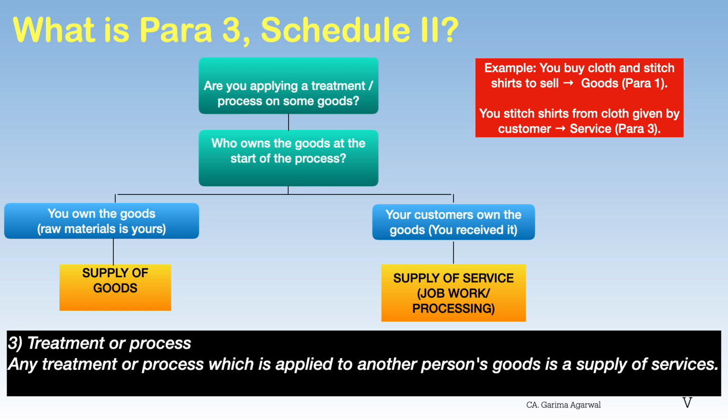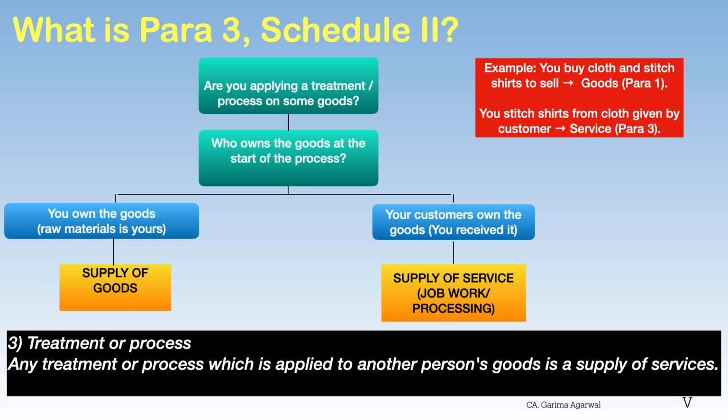So whether you are dyeing fabric, polishing diamonds, printing a book or assembling components, if the goods belong to your customer, then you just process them. It is a service. The classic example is job work. Let's discuss a job work situation. A jeweler sends gold to a goldsmith for polishing and crafting into jewelry. The gold belongs to the jeweler. The goldsmith is just providing a service on it. Under GST, this is a supply of service, not goods.